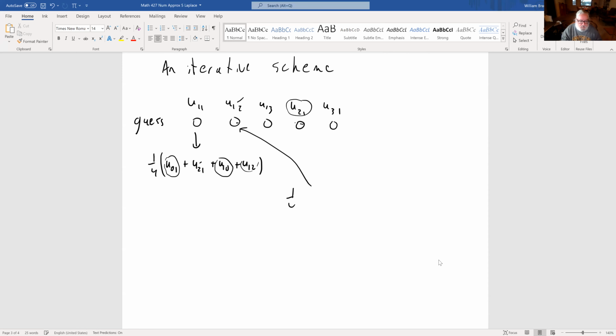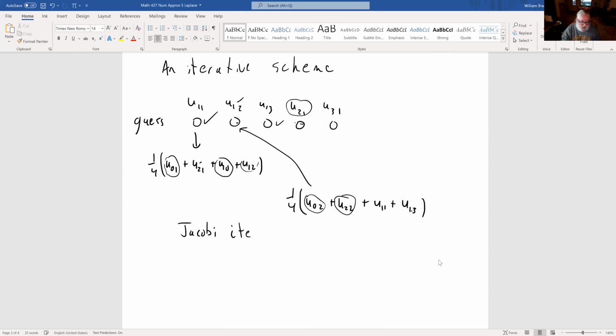U12 is going to be 1/4 the thing to its left, which is U02, plus the thing to the right, which is U22, plus the thing below it, which is U11, plus the thing above it, which is U13. Okay, so U02 is a boundary condition. U22 is also a boundary condition. U11, you've got your guess for it there, and U13, you've got your guess for it there. So you can calculate this. So this is called Jacobi iteration.